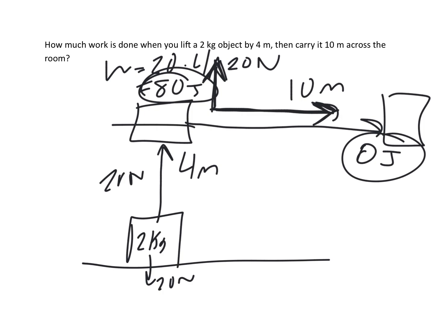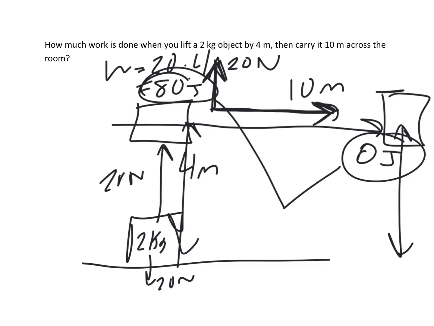The main reason it doesn't change is when you do work, you give an object energy. Well, this box still has the same potential energy. It's still the same height above the ground. It's not getting any faster. It has no more kinetic energy. So there's no added energy to it, so no work is done. So the total work would be the 80 joules in picking it up, the 0 joules in walking it across the room, for 80 joules total.